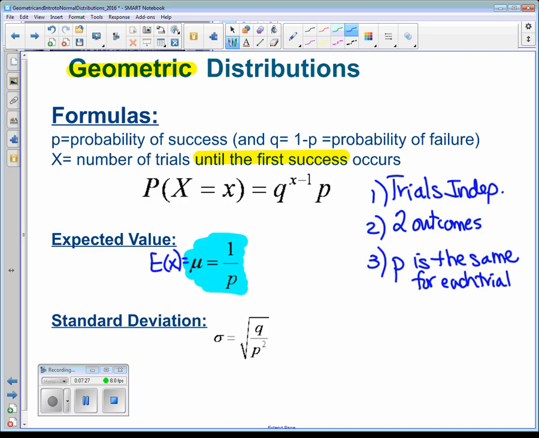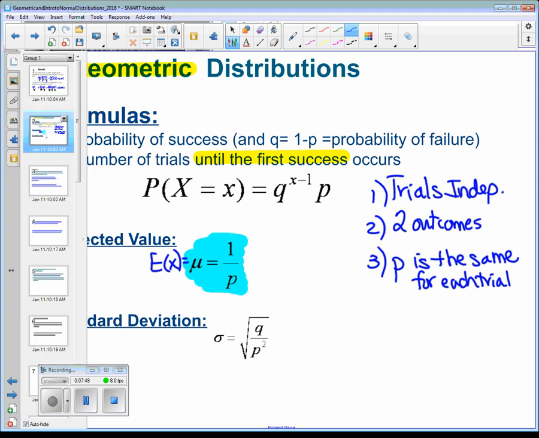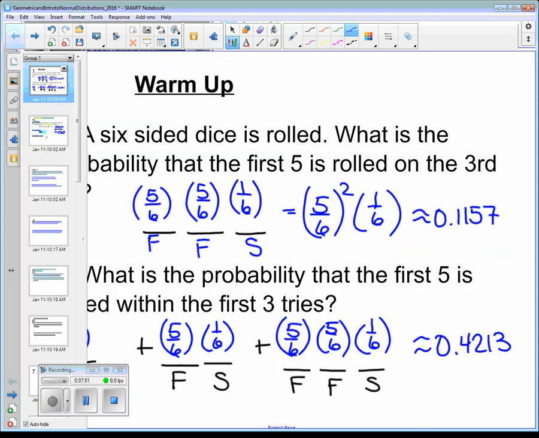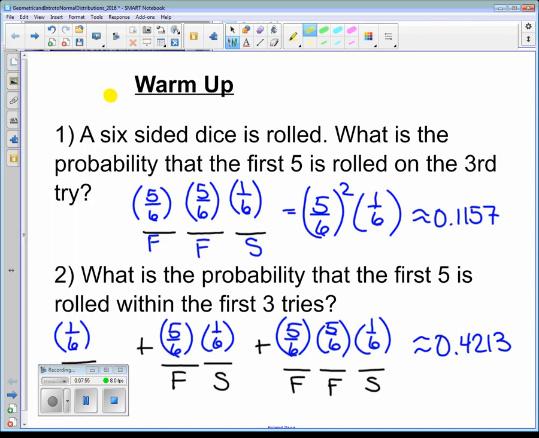Oh, by the way, the standard deviation is not one I'll ever ask you to memorize. If I ever ask you for the standard deviation, I'll give you the formula when it comes to a geometric. Not binomial, because isn't the binomial one on your formula sheet? But the only one I would ask you to really know is the expected value off the top of your head. So let's see if this formula for the mean applies to the question that we did on the warm-up.